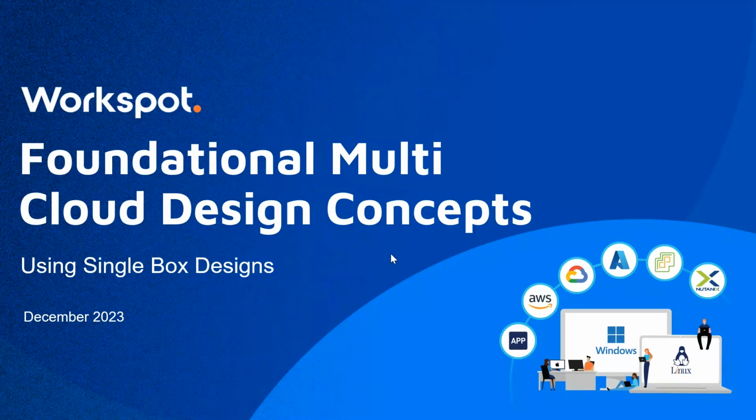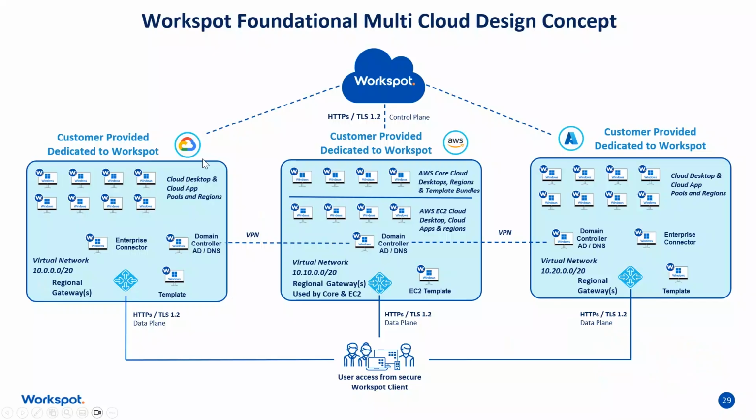Now, let's get into some multi-cloud design concepts where we're using basically single box designs. If I look at a foundational multi-cloud, again, we get the Workspot control plane. Because it's isolated from the data plane, this provides tremendous flexibility. We've got GCP, AWS, Azure, and each has a single box. So the foundation single box is still in play, and Workspot makes the connections to the IaaS. And from the end user, we can access any one of these clouds from the Workspot client.